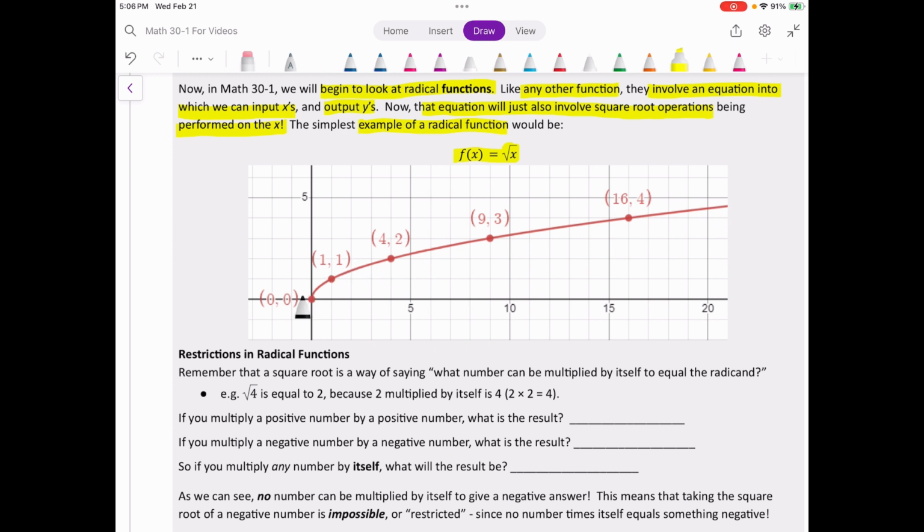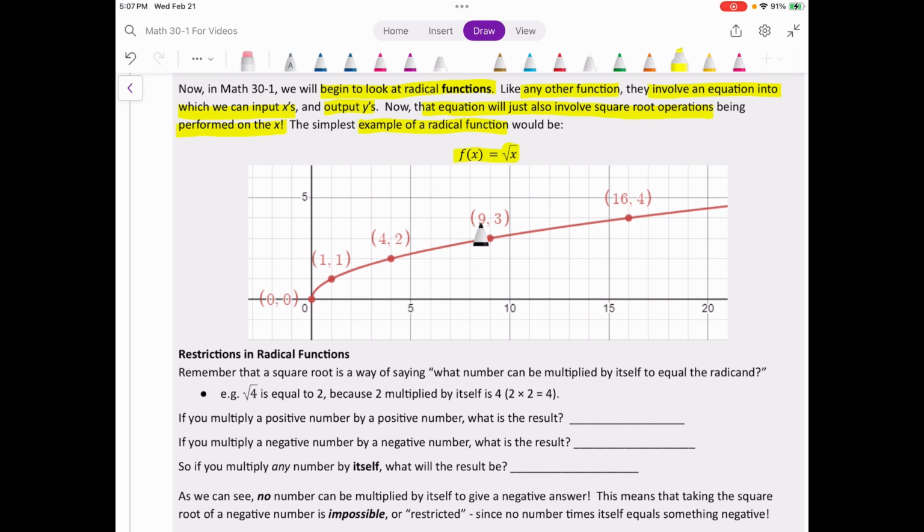I mean, it checks out, right? If I input 0, the square root of 0 is 0. So when x is 0, y is 0 for this function. If I input 1, square root of 1 is 1. So when x is 1, y is 1. Here, when x is 4, I take the square root of x, so the square root of 4, my output is 2. So the point 4, 2 will be on the graph of y equals root x.